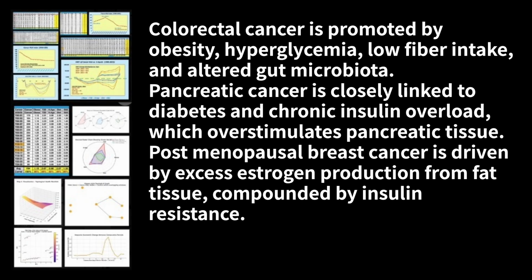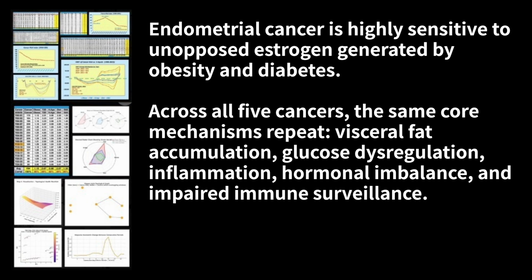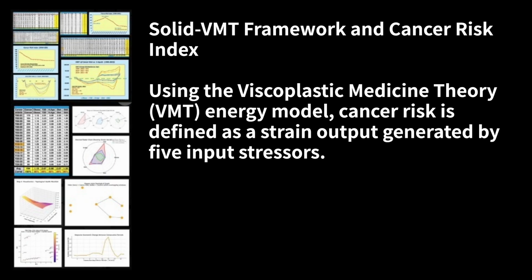Post-menopausal breast cancer is driven by excess estrogen production from fat tissue, compounded by insulin resistance. Endometrial cancer is highly sensitive to unopposed estrogen, generated by obesity and diabetes. Across all 5 cancers, the same core mechanisms repeat: visceral fat accumulation, glucose dysregulation, inflammation, hormonal imbalance, and impaired immune surveillance.